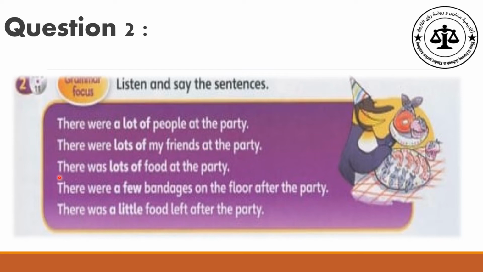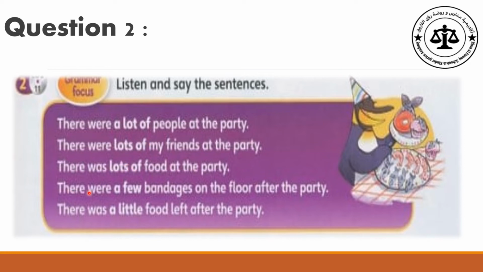Number 3, there was lots of food. Food is an uncountable noun, so we can say lots of or a lot of food. And lots of and a lot of indicate a large number of something.